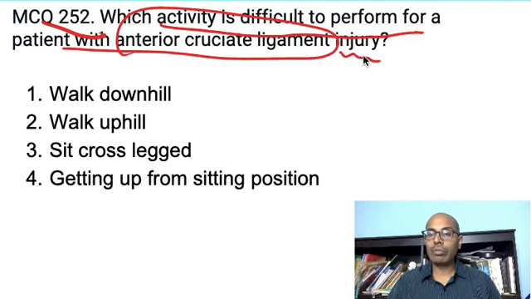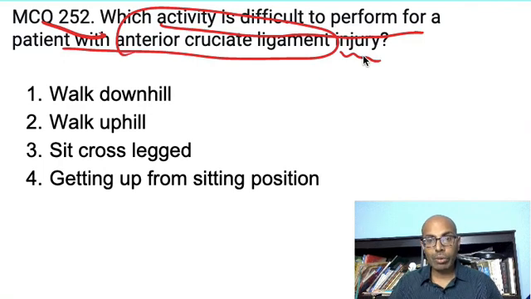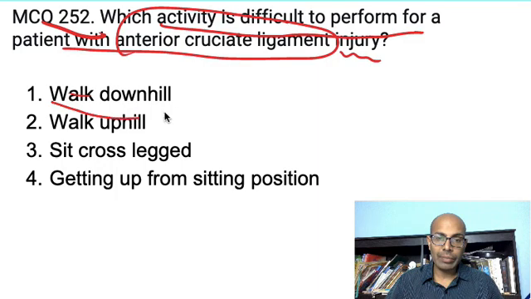It's a very important question about biomechanics of the anterior cruciate ligament and the knee ligaments. So you must know everything in the anatomy section about these ligaments and also what they do and how we reconstruct them and what are the problems with this. So the answer to this question was walking downhill, right?